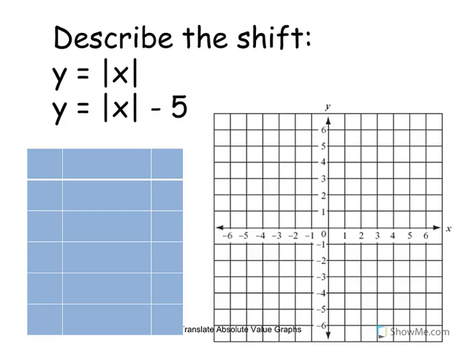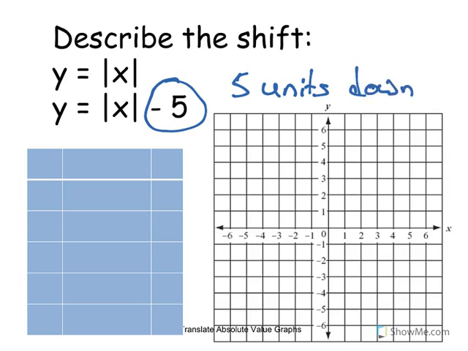So now our goal here going forward is not to do any graphing, describe the shift. So we're talking up, down, left, or right. Okay, so I'm going to say there's a -5 outside the absolute value. It's going to shift 5 units down. I don't need to graph it. I should know based on what we put in our notes already that this should move it 5 units down.